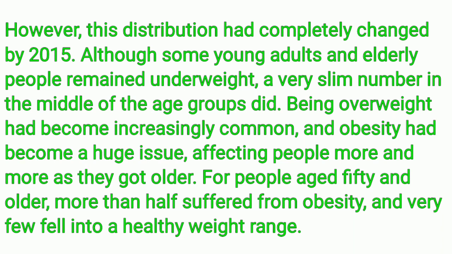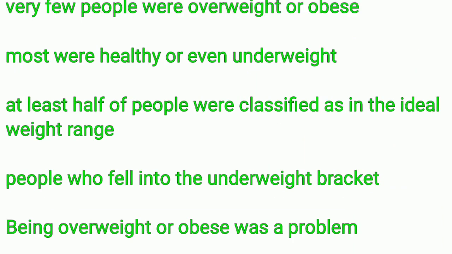Now I would like to highlight the useful phrases that I have mentioned in this sample answer. They are: Very few people were overweight or obese. Most people were healthy or even underweight. At least half of the people were classified in the ideal weight range. People who fell into the underweight bracket, where bracket means a perimeter. Being overweight or obese was a problem. So it was a problem, it was a mammoth problem.